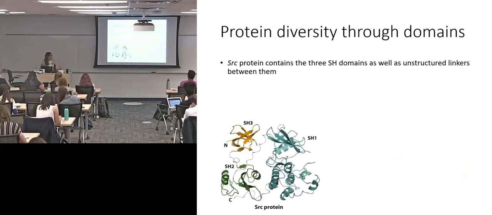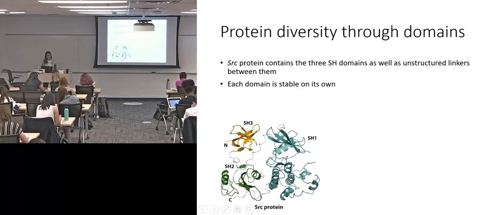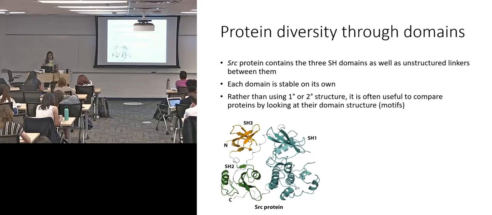So here's the overall Src protein. It has the three different domains hooked together by some linker, as shown here. So there's linker both within the domain and then between the domains holding them together. Each domain is stable on its own. So that's another key feature of a domain. It is stable. So rather than using just primary or secondary structure, it's often useful to describe proteins by their domain structure.